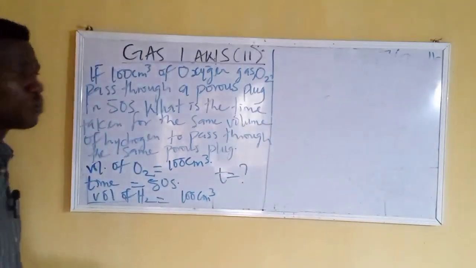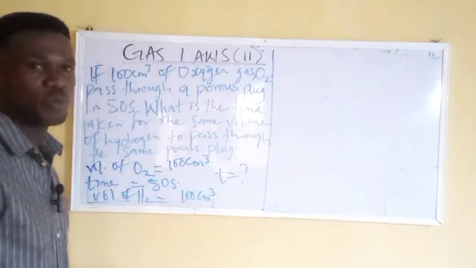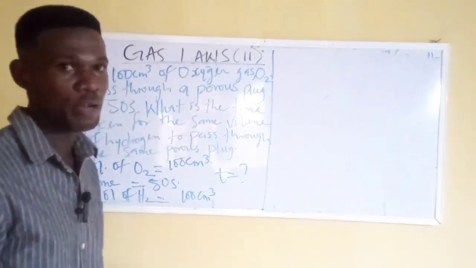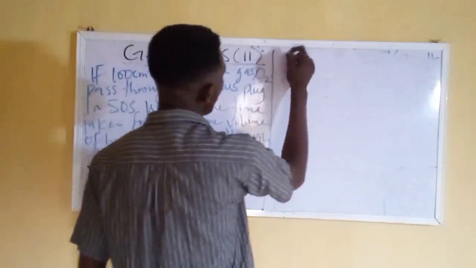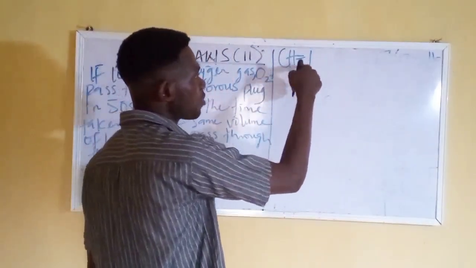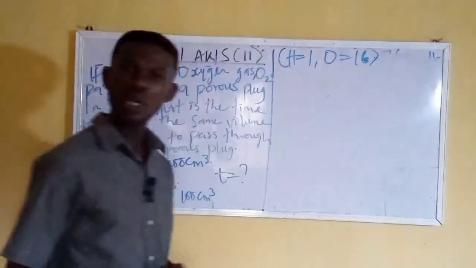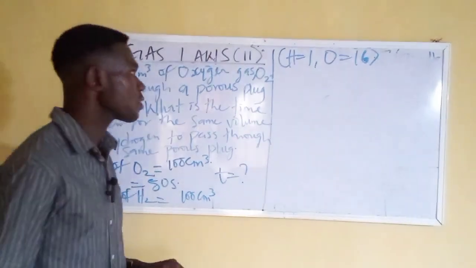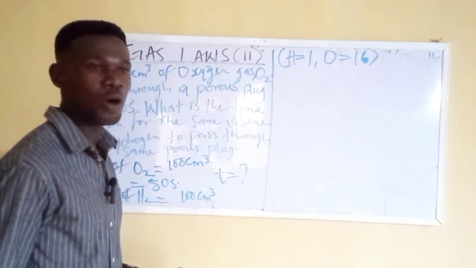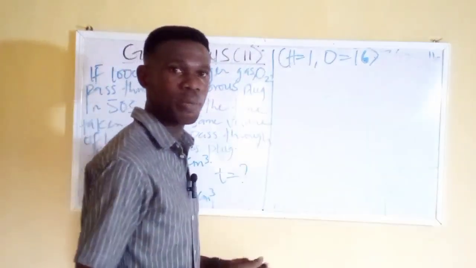So what else are we going to look into in this question is what we call the relative molecular mass. It was not actually given in this question, but in case we don't know, H, the hydrogen atom, is given as 1, and O is represented as 16. The molar mass of oxygen is given as 16. So what is the RMM of hydrogen gas? What's the molar mass of hydrogen gas?